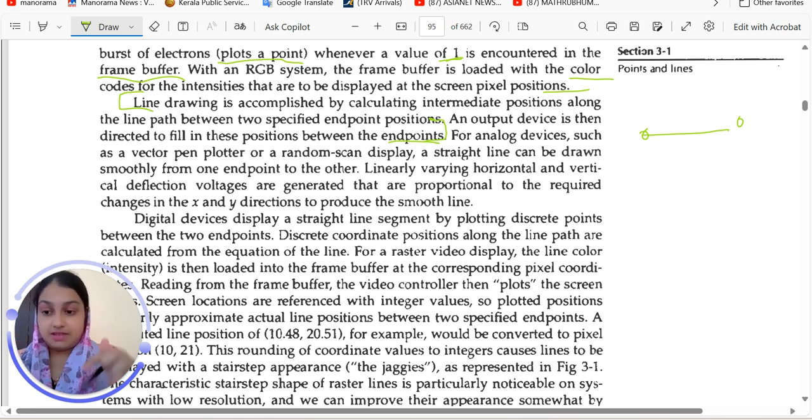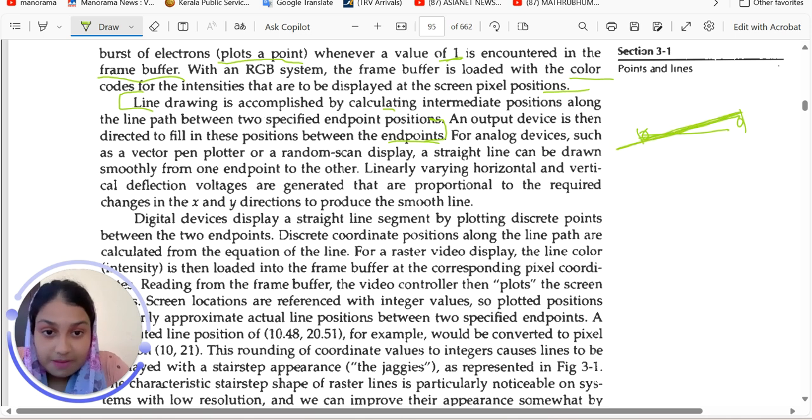So, line drawing, it's not the definition, it's just an introduction here too. How do we get the line drawing? Line drawing is accomplished by calculating the intermediate positions along the line path between two specified endpoint positions. We have two specified endpoint positions, and then we will calculate the line path between them. An output device is then directed to fill in these positions between the endpoints.